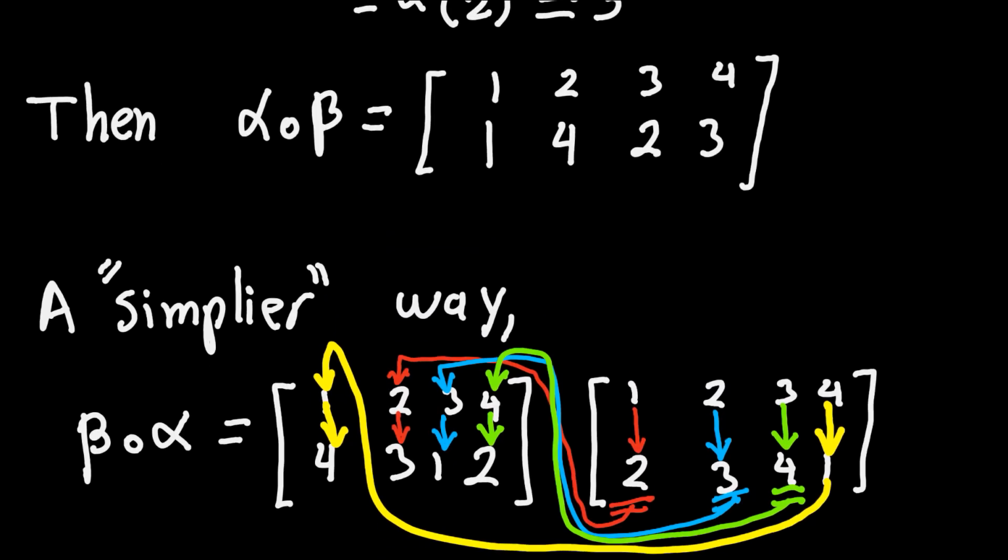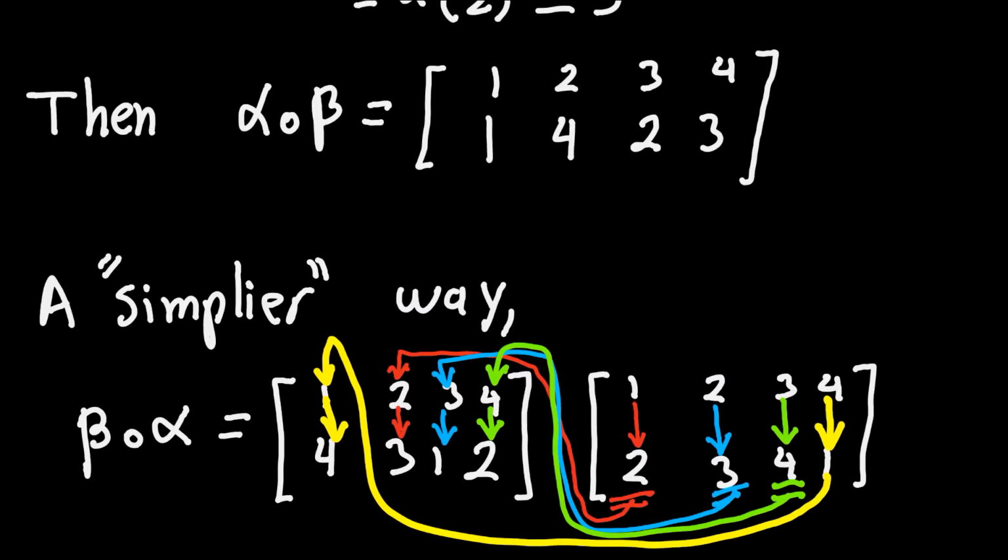Now, one thing that I want to point out is the result here. So we got a result here for alpha composed with beta. We got this array.